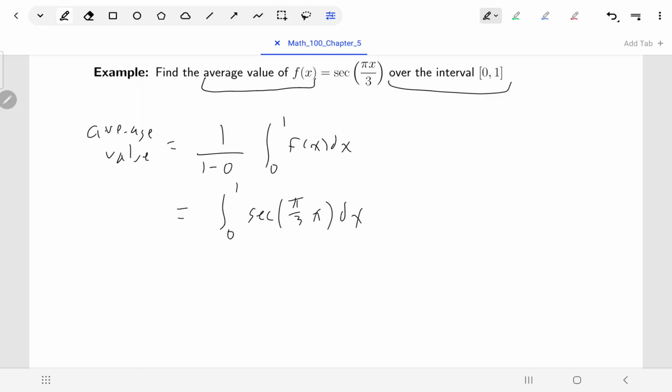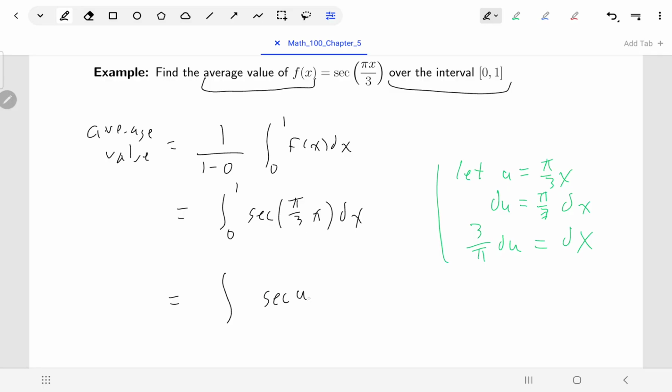I probably would want to do a little bit of a substitution here just to help make things easier for me. I know my antiderivative for secant, but I probably would stumble on the pi over 3 part of things. So if I just quickly say that I'm going to replace u with pi over 3 x, then I know du is pi over 3 dx. In other words, 3 over pi du is what's going to replace my dx. So as far as the integral part goes, instead of secant of pi over 3 x, I would have secant of u, and dx is being replaced by 3 over pi du.